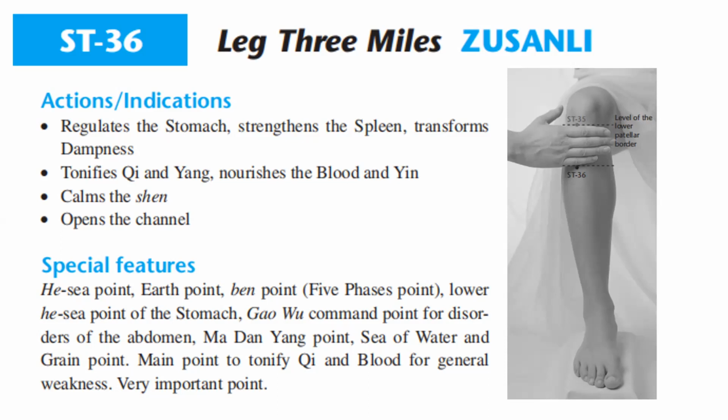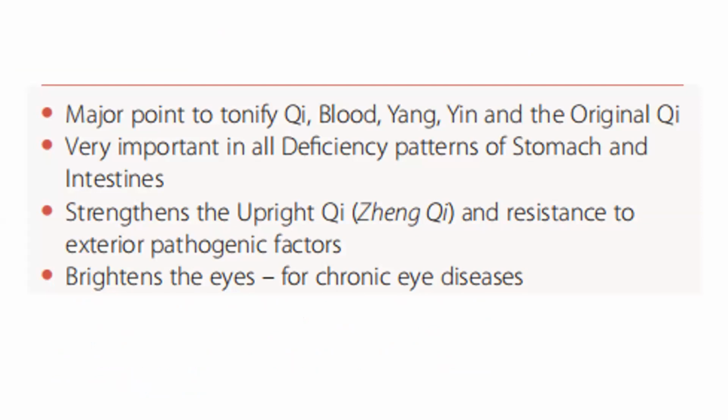Special features: He-Sea point, earth point, bend point, 5 Shu point, lower He-Sea point of the stomach, Gao Wu command point for disorders of the abdomen, Ma Dan Yang point, sea of water and grain point, main point to tonify qi and blood for general weakness, very important point. Major point to tonify qi, blood, yang, yin, and the original qi, very important in all deficiency patterns of stomach and intestine. Strengthens the upright qi, zheng qi, and resistance to exterior pathogenic factors.